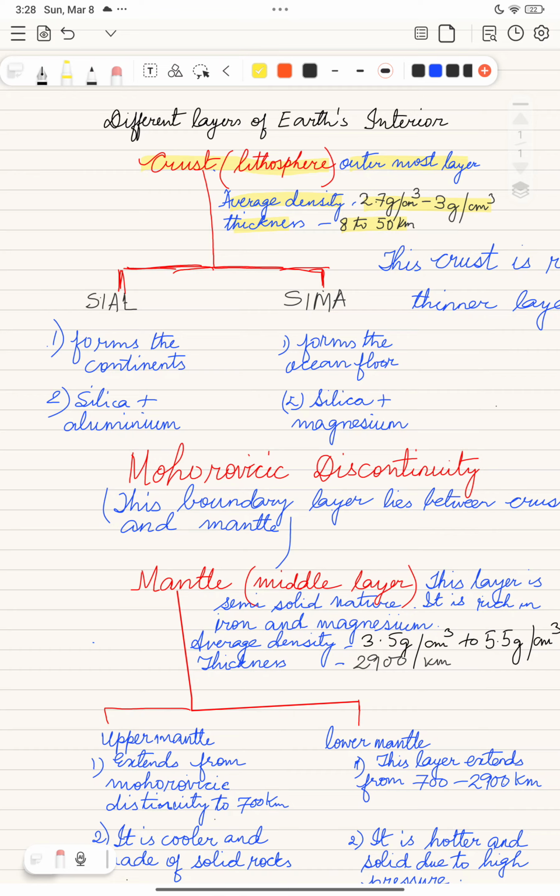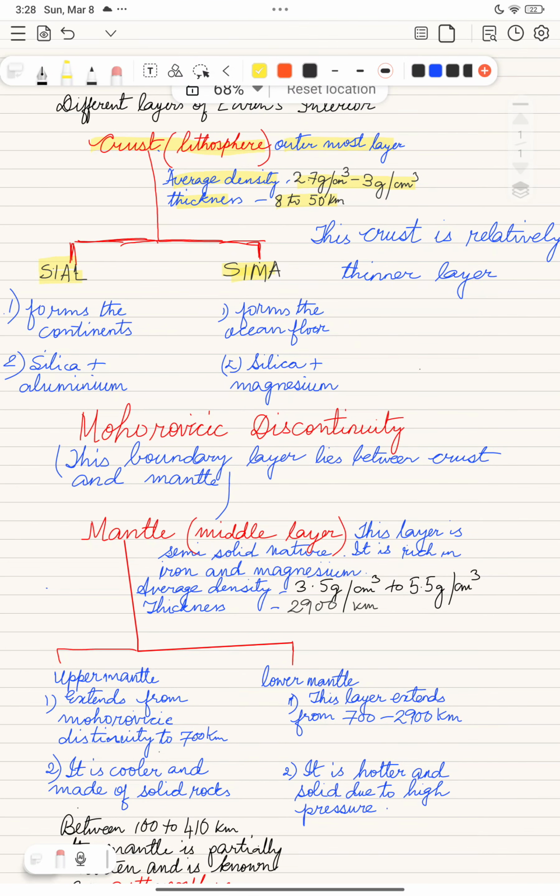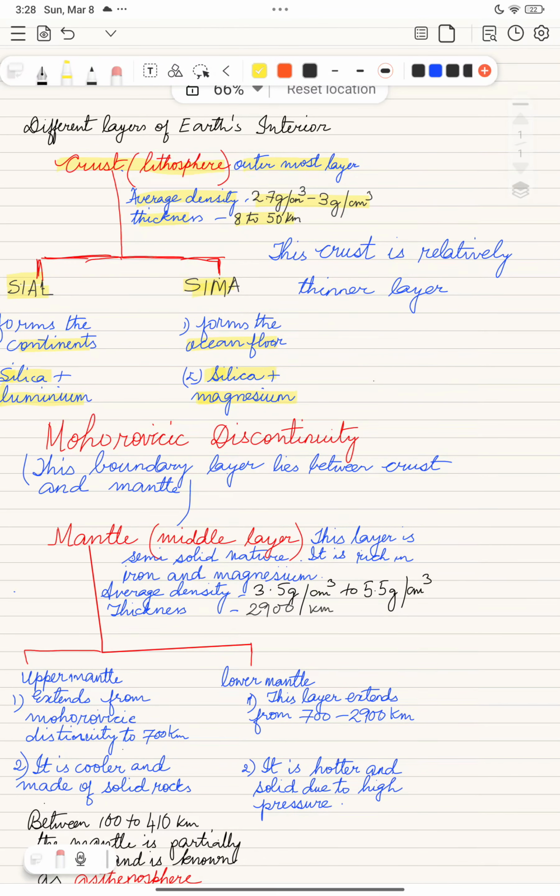This crust we can divide into two layers. One is Sial, the other one is Sima. Sial forms the continents, that is the upper layer. Sima forms the ocean layer, so it lies below Sial. Sial is made up of silica and aluminium, so silica Si, aluminium Al. And Sima is made up of silica and magnesium, Si Ma. Now this crust is relatively a thinner layer.